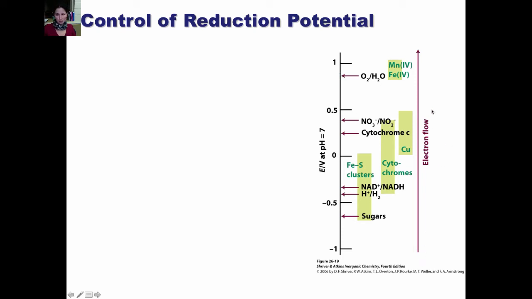And here it's showing that the electrons flow up, from the low reduction potentials to high reduction potentials. The green bars here are showing you the biologically relevant metal centers. Here we're seeing that iron-sulfur clusters can be tuned to span this range. Cytochromes can be tuned to span this range. Copper centers can be tuned to span this range. And then we see manganese and iron centers up here, some iron 4 centers, that is.